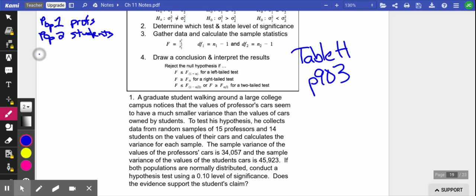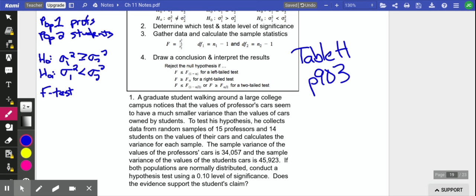So our first step is we're going to write the null and alternative hypothesis. What the student is trying to show is that the variance on professors, that's sigma squared for professors, is less than the variance on students. So then the null hypothesis is going to be the opposite of that. Step 2, we're going to determine what kind of test we're using. Since we're doing variances, this is an F test, and alpha is 0.10.